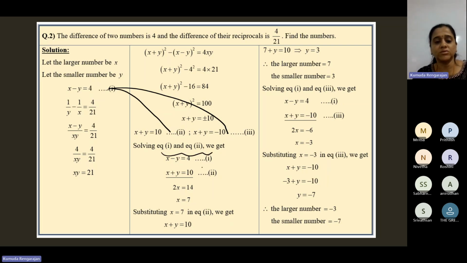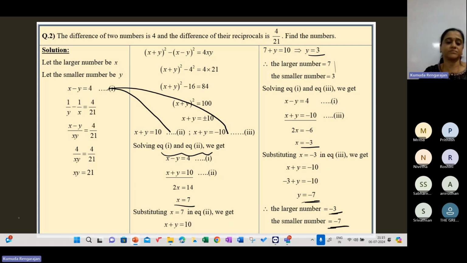So solving 1 and 2, x is 7. One number is 7, the other number is 3. When you solve 1 and 3, x is minus 3 and y is minus 7. The larger number is minus 3, the smaller number is minus 7.